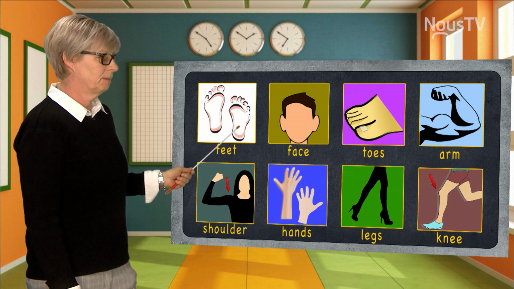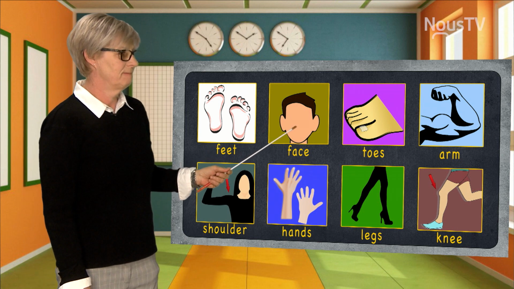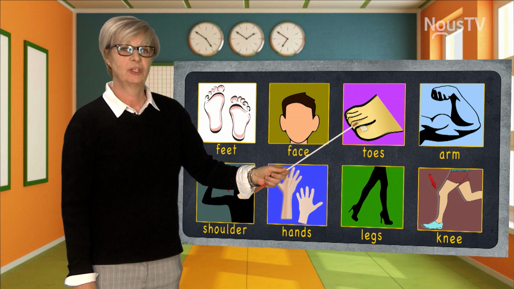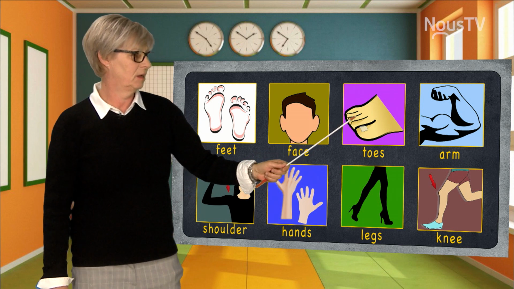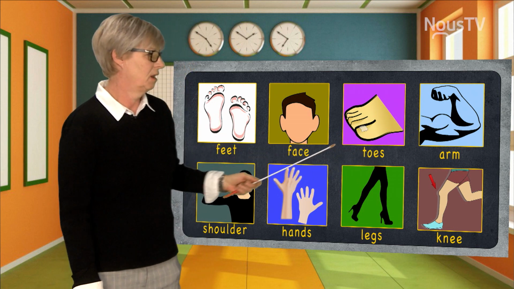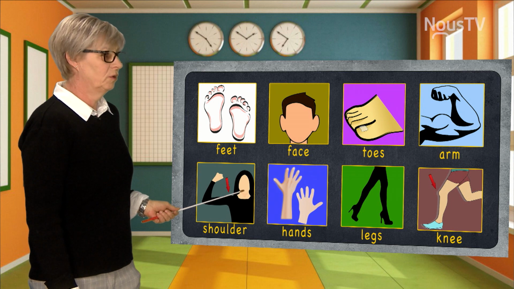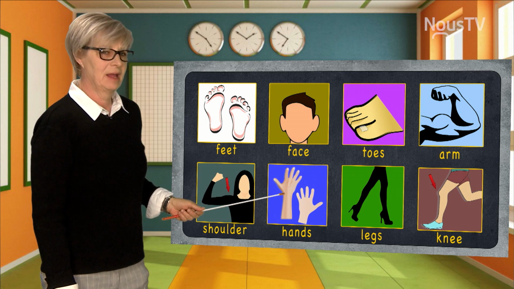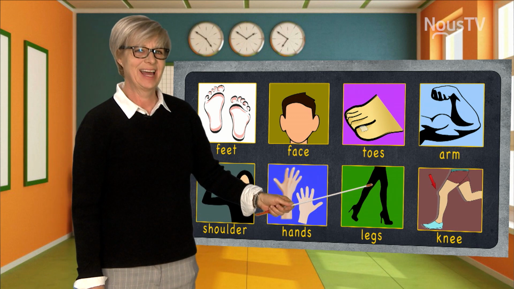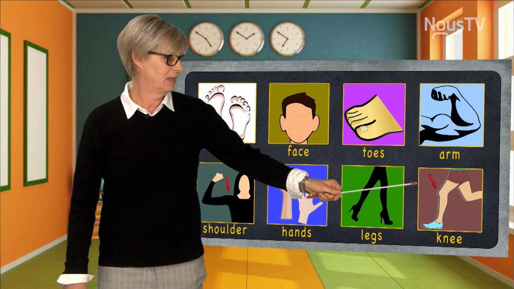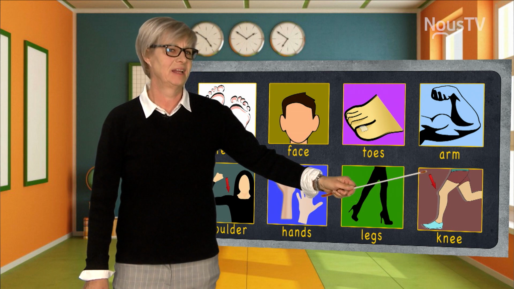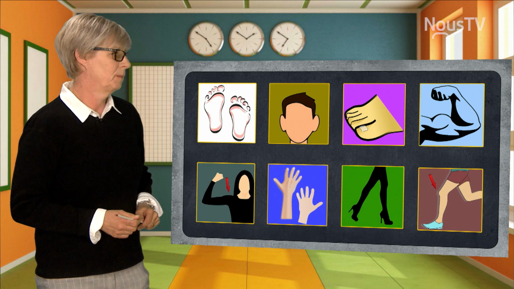One more time. Feet. Face. Toes. Arms. Shoulder. Hands. Legs. Knees. Let's take the answers off and see how you do.